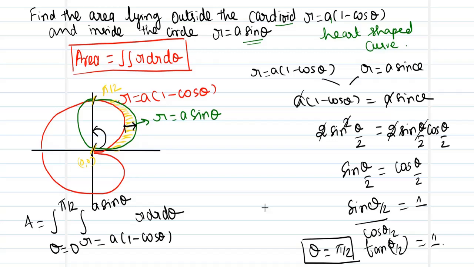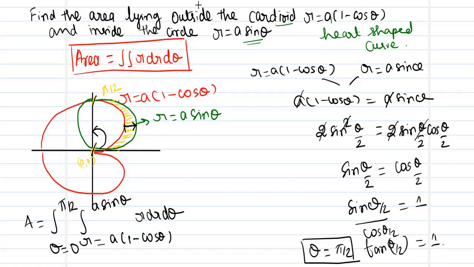In this problem, we will try to find the area that lies outside the cardioid r equal to a into 1 minus cos theta and inside the circle r equal to a sin theta. Recollect, the area for the polar format is given by double integral r dr d theta.